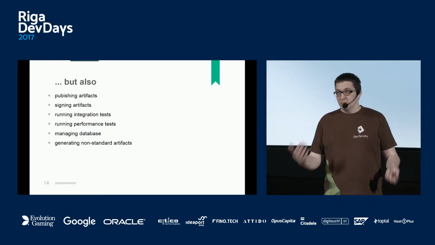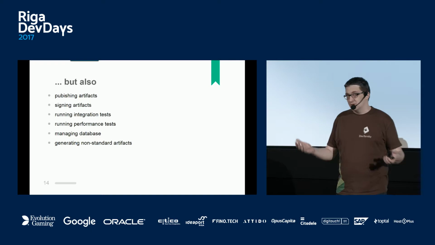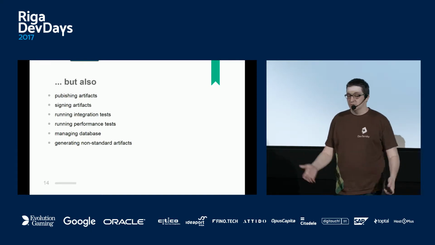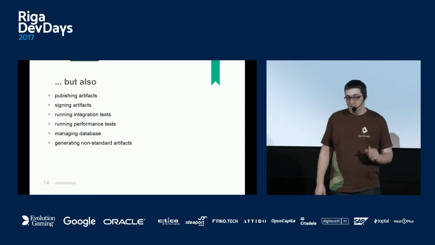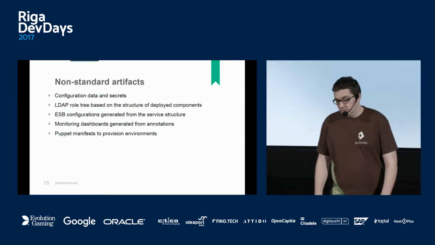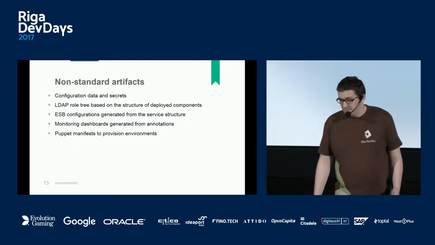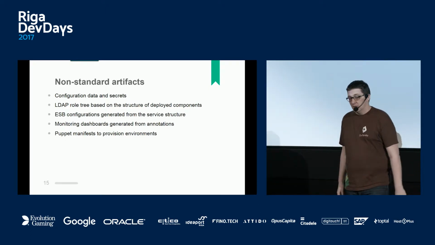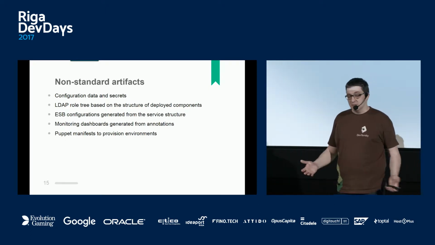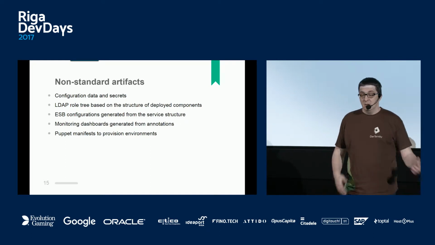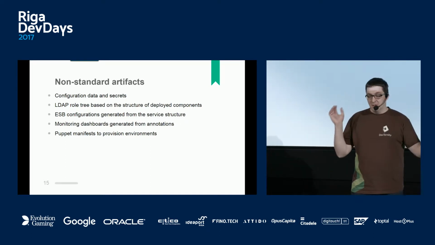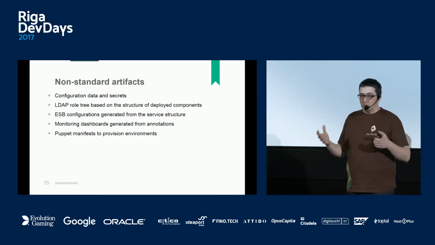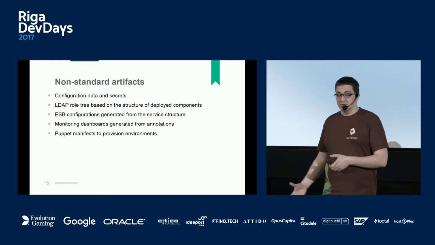And also, because it was a kind of enterprise SOA setup, it produced a lot of non-standard artifacts, not jars, not wars, not ears, but a lot of things that are more or less common for many projects. So configuration data and secrets were also part of the source code. Different things like LDAP, role trees, all the user permissions management, all these things. So most of that actually is generatable from original source code.